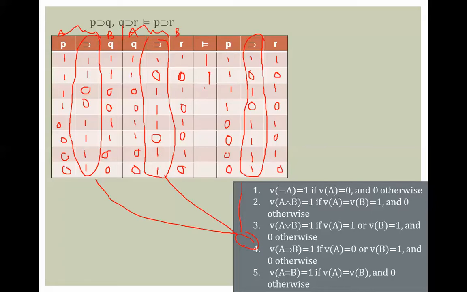Here, same thing. I'm good there. Here, 1, 1, 1. Both the premises are true, but the conclusion is also true. Good. Here, the premise is false, so I don't worry about that. Good. Here, the premises are both true on both of these, and the conclusion is true on both of these. This is a valid argument.